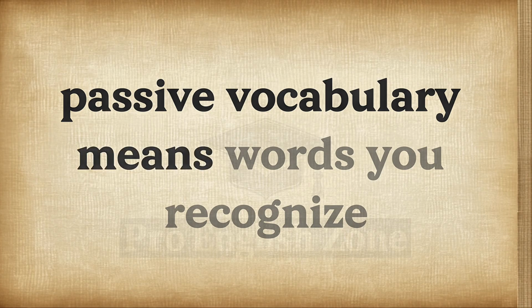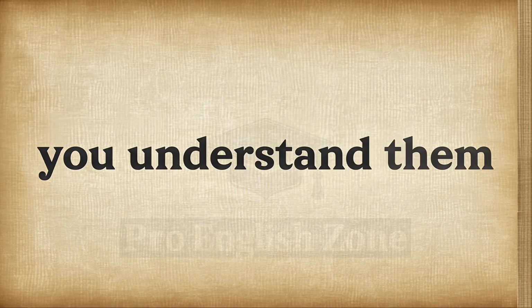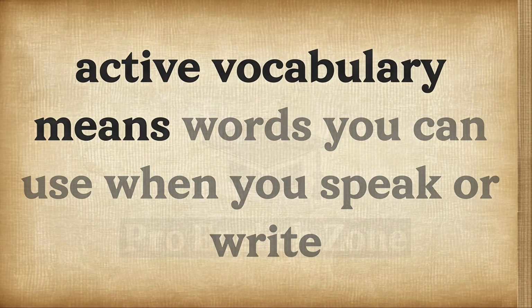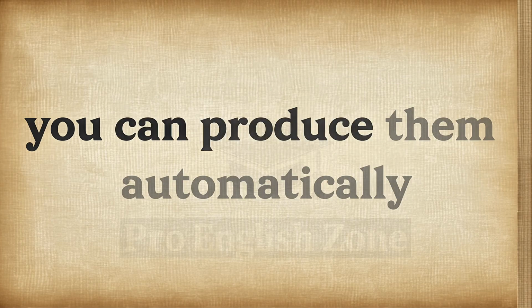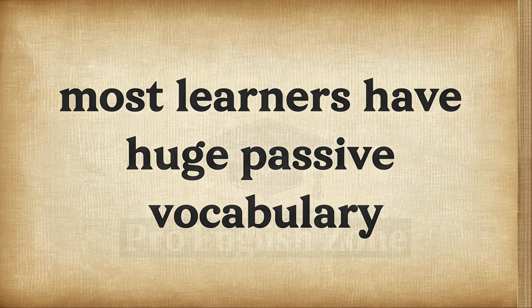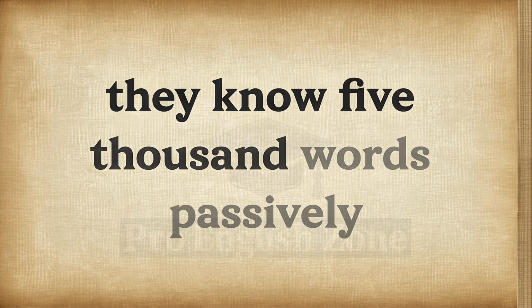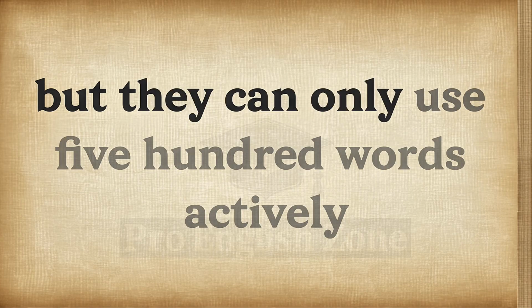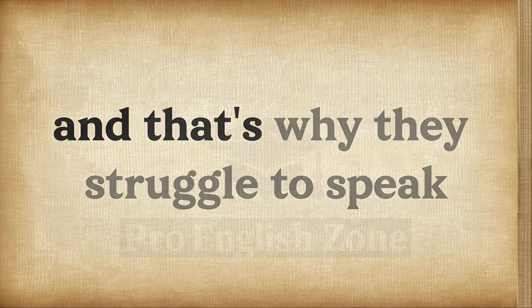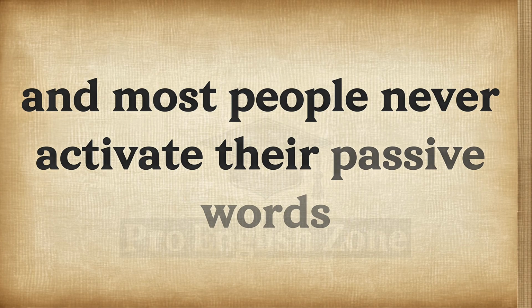Passive vocabulary means words you recognize. When you see them or hear them, you understand them. Active vocabulary means words you can use. When you speak or write, you can produce them automatically. Most learners have huge passive vocabulary, but tiny active vocabulary. They know 5,000 words passively, but they can only use 500 words actively, and that's why they struggle to speak. Because speaking requires active vocabulary, and most people never activate their passive words.